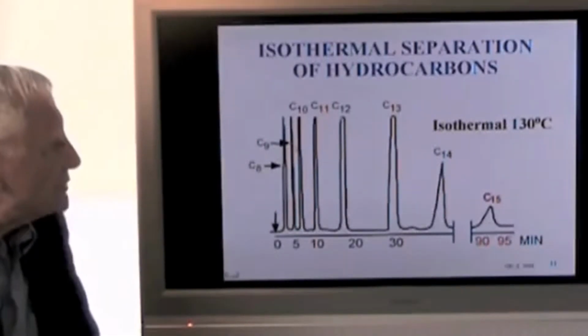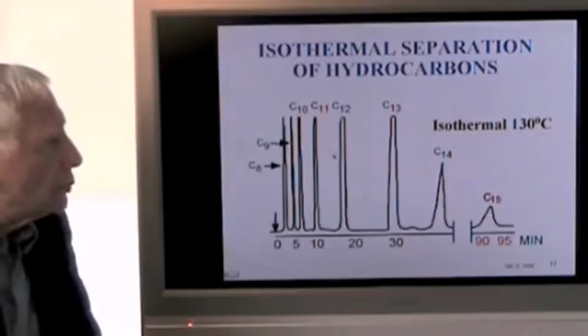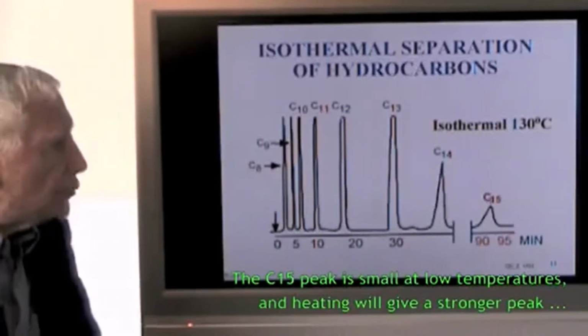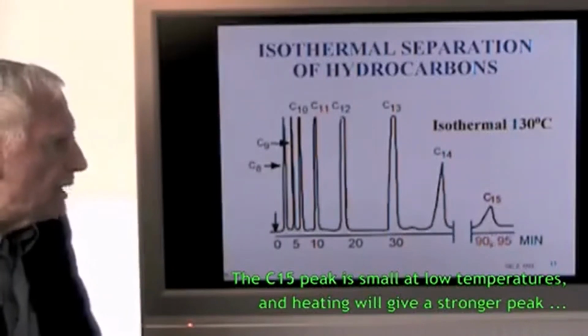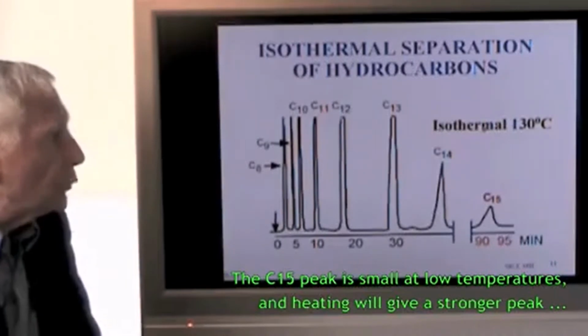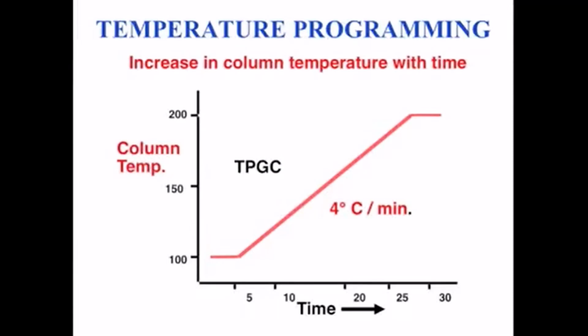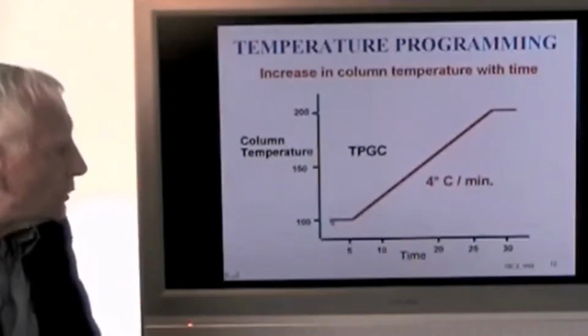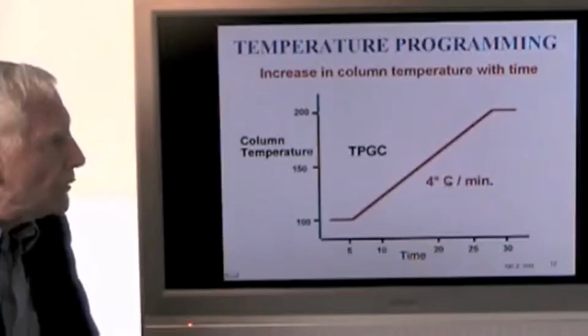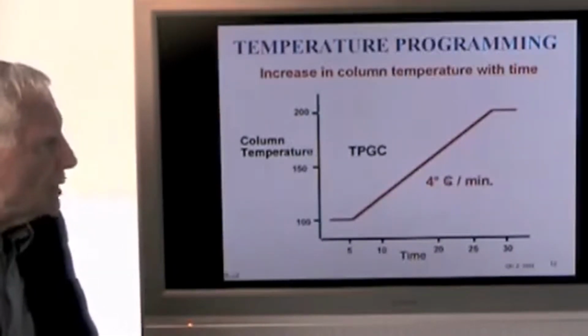Here's the C9, C10, C11, C12. But in isothermal conditions, the higher boiling C15 elutes very slowly, between 90 and 95 minutes. Thus, isothermal is not appropriate for this particular sample. Temperature programming is an increase in column temperature with time, almost always a linear increase. Thus, we often start isothermally and then a normal 4 degree per minute increase in column temperature for temperature programming.